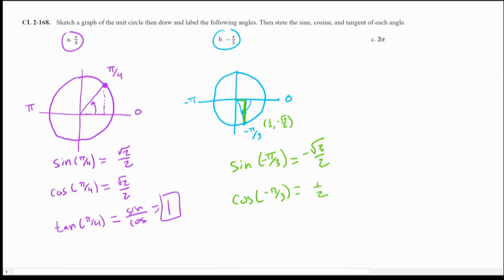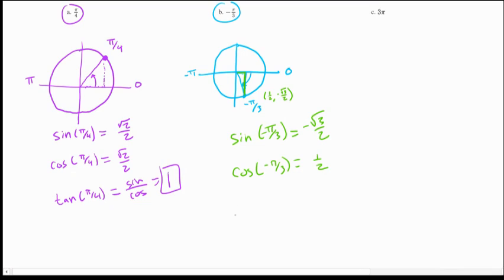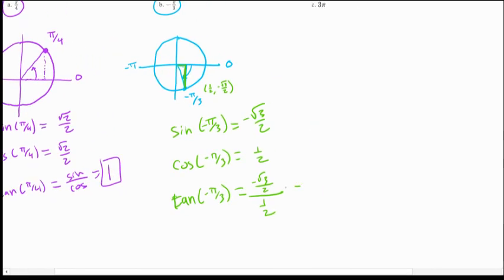And then tangent is going to be sine divided by cosine. So tangent of negative pi over 3 equals negative root 3 over 2 divided by 1/2. Which I'm going to multiply by the reciprocal. So this becomes negative root 3 over 2 times 2 over 1. The 2's cancel and leave me with just negative root 3.